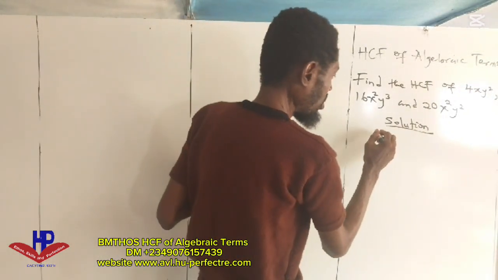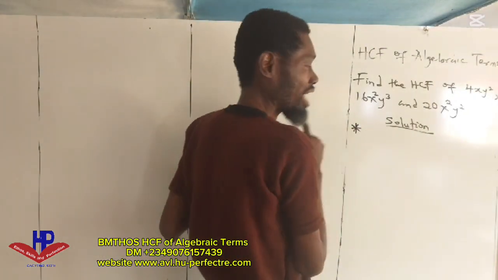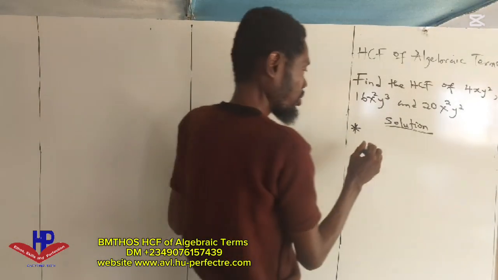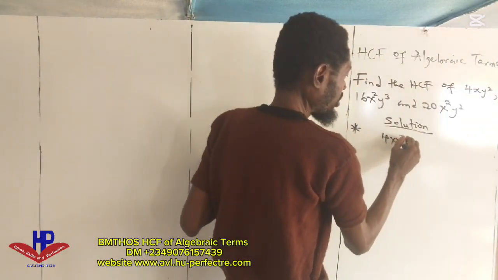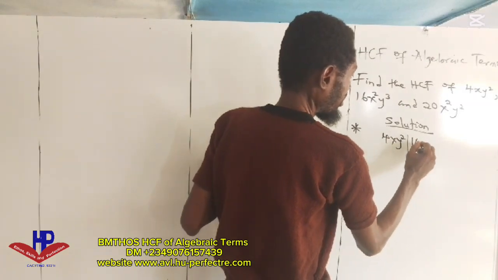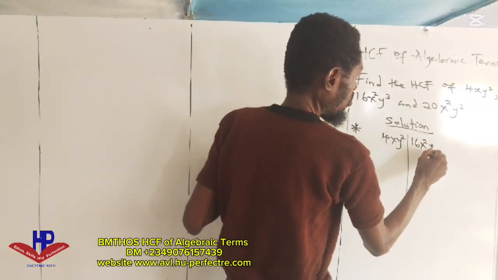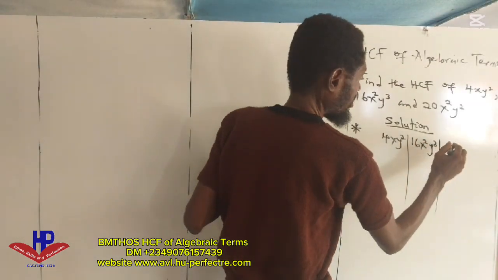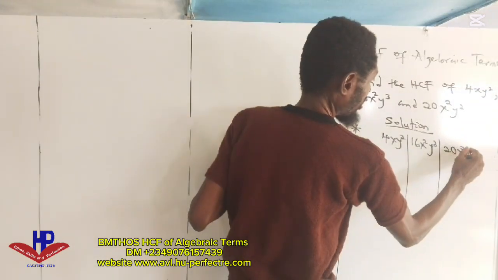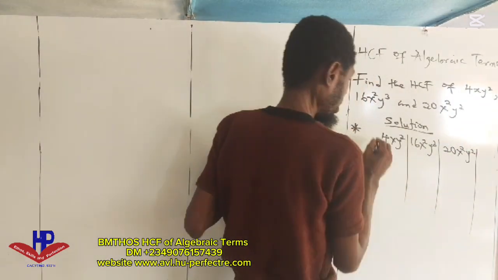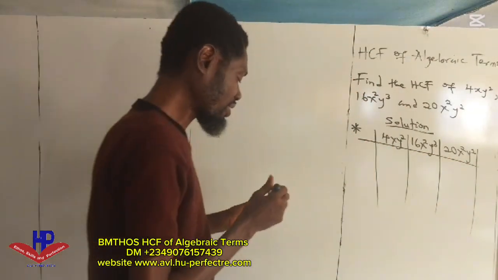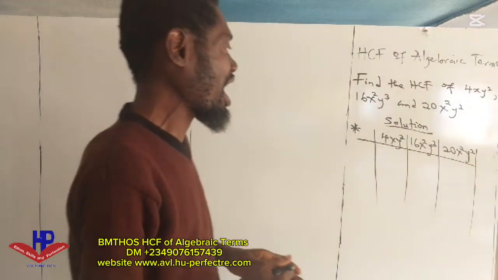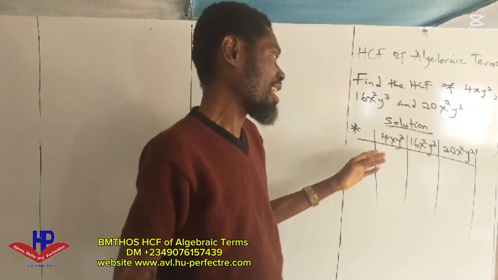So I'm going to be using the tabular method and the exponential method. In the tabular method, we have 4xy^2, draw your line. 16x^2y^3, draw your line. 20x^2y^2, draw your line. Then draw the line for the factors. Now you understand that in these algebraic terms we have the number part and the letter part.